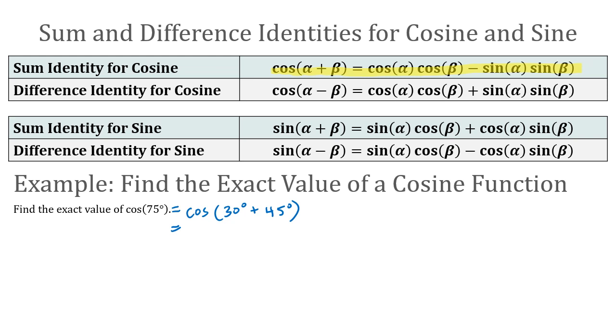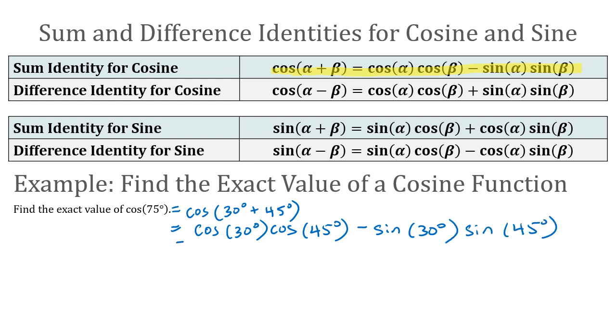So the cosine of the sum of 30 degrees plus 45 degrees is going to equal the cosine of the first angle times the cosine of the second angle minus the sine of the first angle times the sine of the second angle. And again, I have these memorized. Let's see, what's the cosine of 30 degrees? That is root 3 over 2 times the cosine of 45 degrees, which is the square root of 2 over 2, minus the sine of 30 degrees, which is 1/2, times the sine of 45 degrees, which is root 2 over 2.